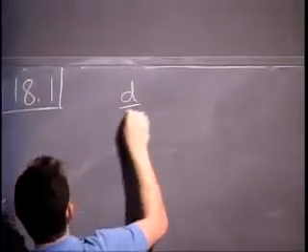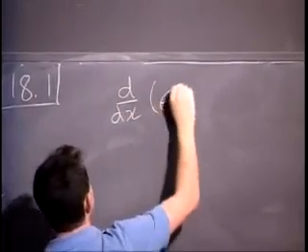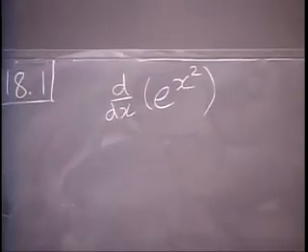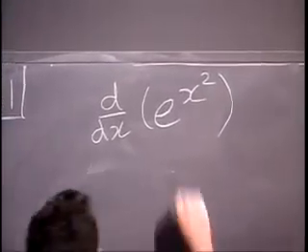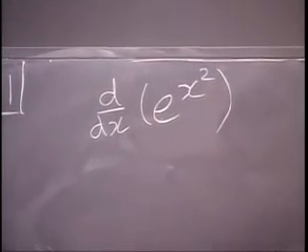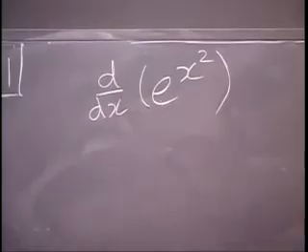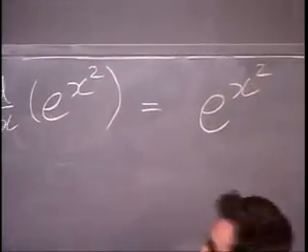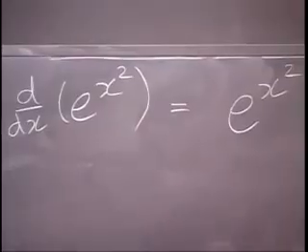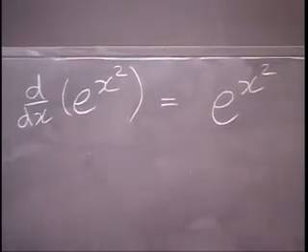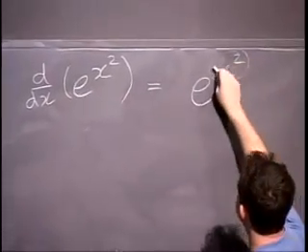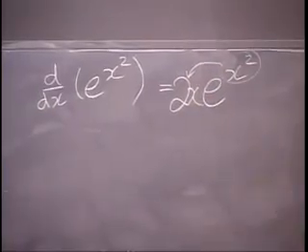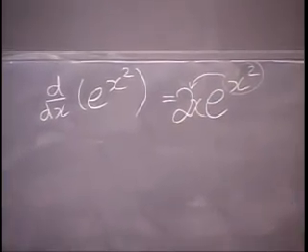By way of motivation, let's differentiate e to the x squared. Well, according to the chain rule, the derivative of e to the x is just e to the x, so the derivative of e to the something is just e to the something. And in this case, the something is x squared. The correction, though, that we have to do is multiply by the derivative of that something. And you get 2x e to the x squared. That's just the chain rule, nothing to it.